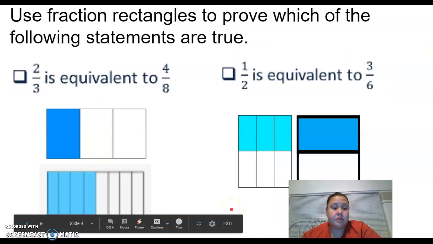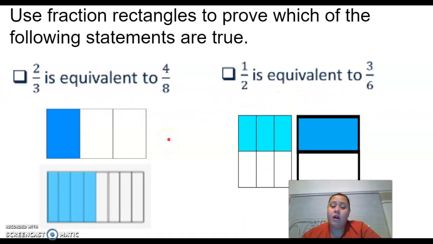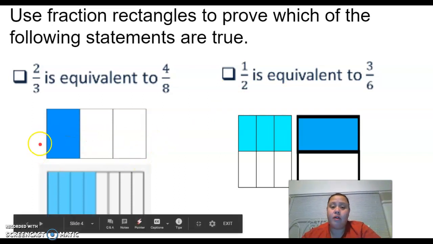Alright, so here's 2 more. We need to see which one, is it this pair or this pair that are equal? Well, before we even determine if they're equivalent, we have to draw them out. That's step 1 right now.